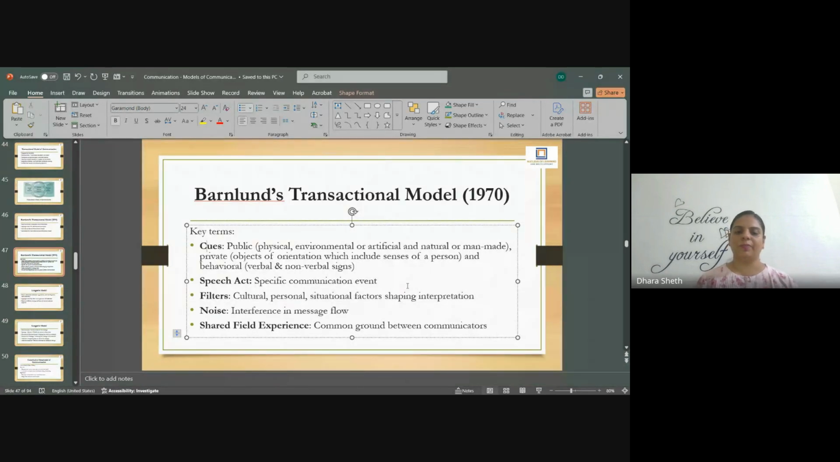These are the cues. Speech act, a specific communication event that happens. Like I'm talking to you and you are responding back in messages. This is a specific event that is happening. That's a speech act. Filters, cultural, personal, situational factors which shape the interpretation. Noise, interference in message flow, and shared field experience. Common ground between communicators. Okay, very common to the general transactional model.